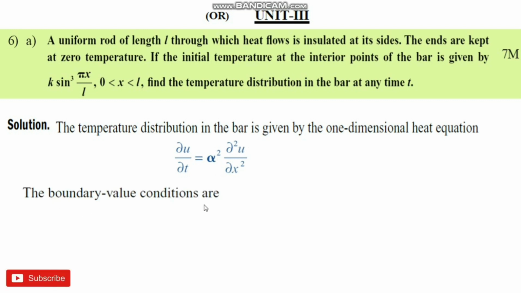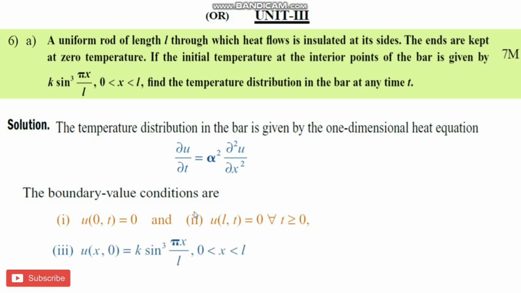The boundary conditions are u(0,t) equal to 0, u(L,t) equal to 0, for all t non-negative. u(0,t) equal to 0 means the first end is maintained at 0 degree temperature, and at the final end we have u(L,t) equal to 0. The initial temperature was given as u(x,0) equals k sin³(πx/L), where x lies between 0 and L.